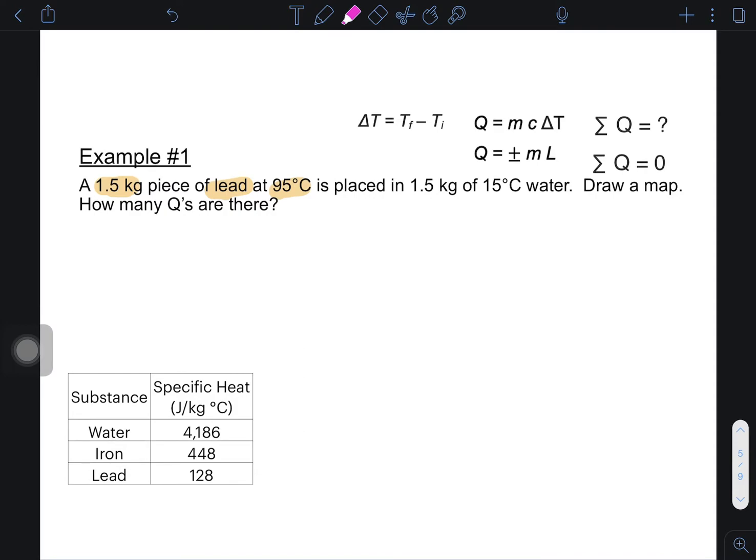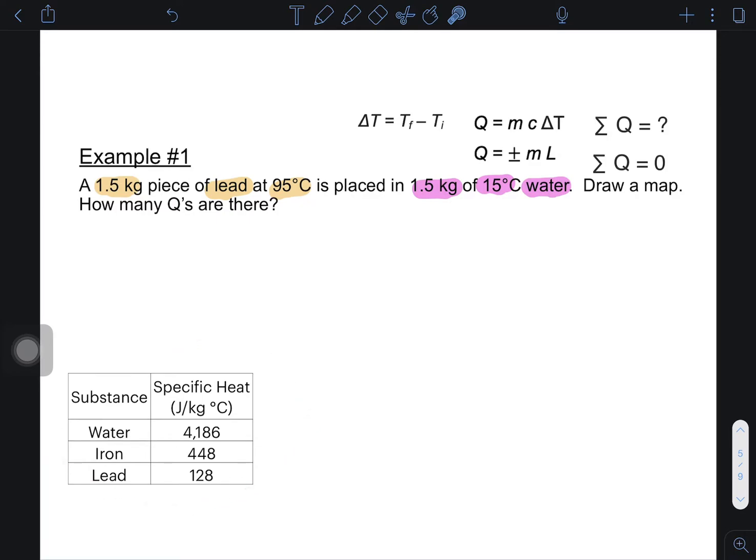So we have a 1.5 kilogram piece of lead, and then we also have a 1.5 kilogram container of water that starts at 15 degrees Celsius. Now, this is very intentional, 1.5, 1.5. What a lot of people think is they're going to meet in the middle, and that's true. They're going to meet somewhere in between, not necessarily in the middle.